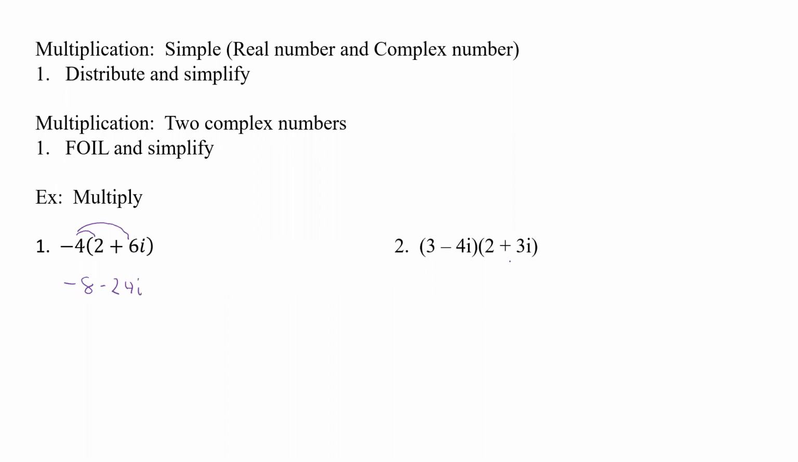Now this one is going to give us that I squared, and so we're going to have to do some work and a little bit more besides just multiplying it out. So here we're going to take first times first, so 3 times 2, so that's going to be 6. Then we'll take the outer, so we'll take 3 times the 3i, so that's going to be plus 9i. Then we'll take our inner and multiply them, minus 4 times 2, so it's going to be minus 8i. And then a minus 4 times the 3i, so it's going to be minus 12i squared.